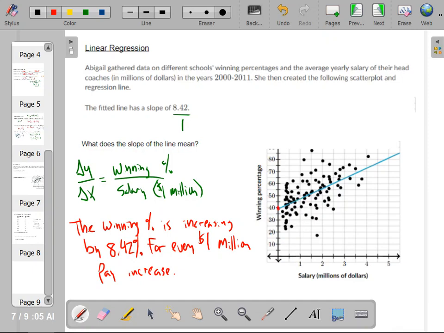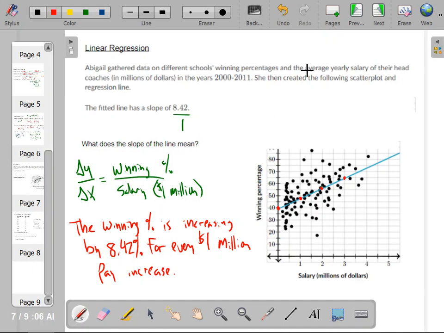$1 million is about there. That looks like it's about 8%, 48%. $2 million, from 48 up, that's probably about 56. Again, 8 up again. If you look here, so we were about 56, that's about 74. You can see how this is rising 8 for every 1 that it runs over. So the slope is 8.42, and it's 8.42% for every $1 million pay increase.